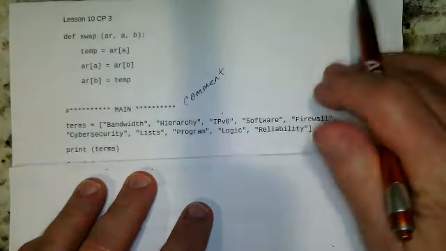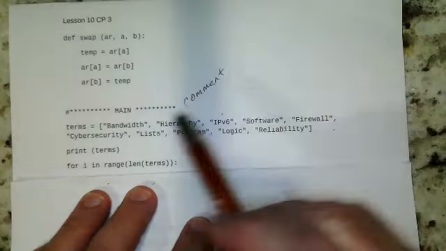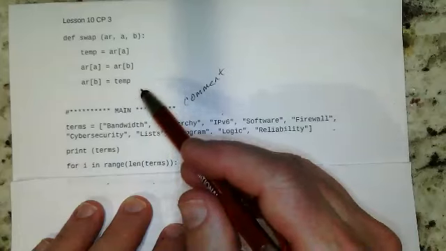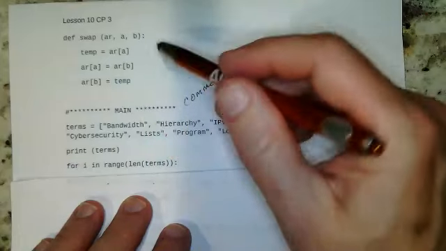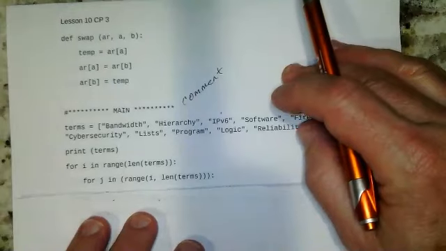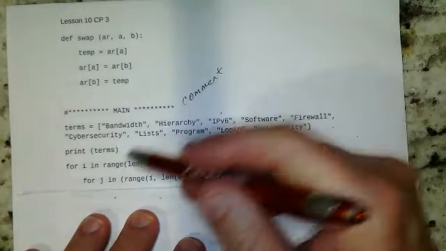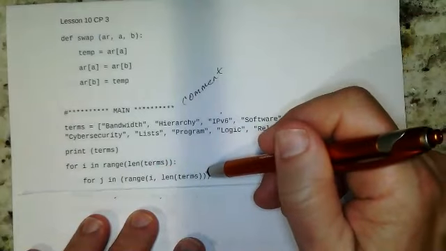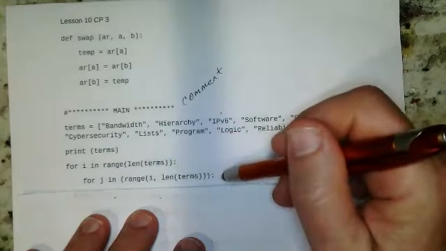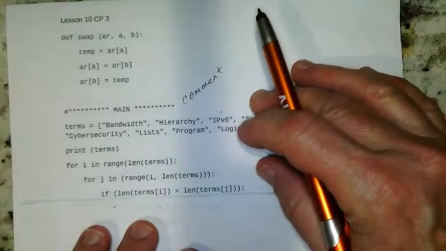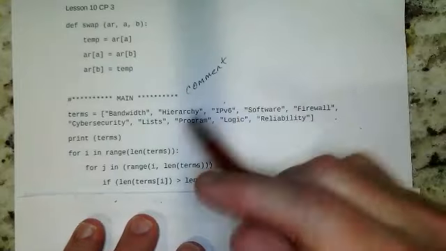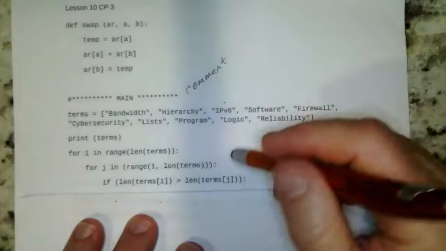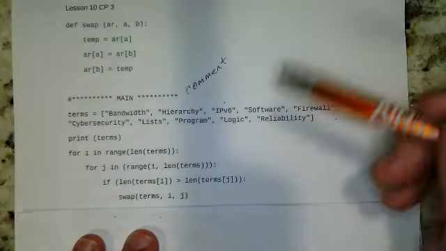So we have all these terms. First, we're going to print the terms. Then for I, so here we go. For I in range length terms, so we're doing the same thing we did in code practice 2. This is from code practice 1. Same look here. For J in range I to length terms, this all looks familiar. Notice here though, we've got multiple parentheses, so make sure we keep up with all those. And then here comes our new part. If length terms I greater than length terms J, just like the last one, we're going to swap terms I, J.